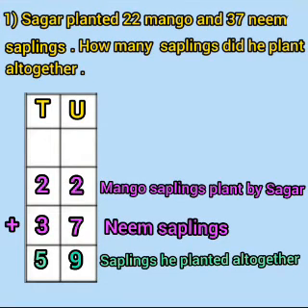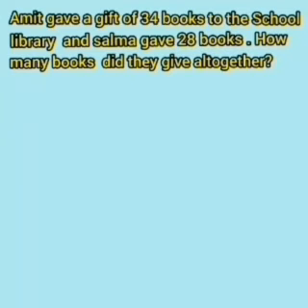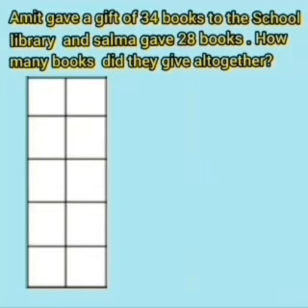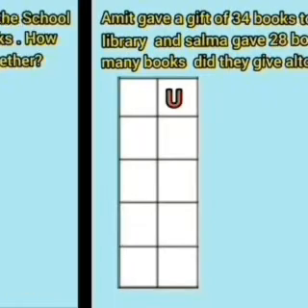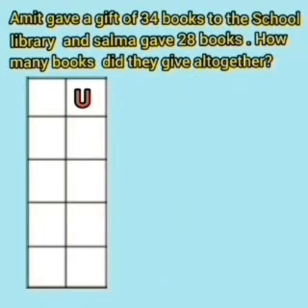Let us see the second sum. Amit gave a gift of 34 books to the school library and Salma gave 28 books. How many books did they give altogether? Let's see. First write the place value starting from unit side. These units always start from right hand side. First write units, then tens.